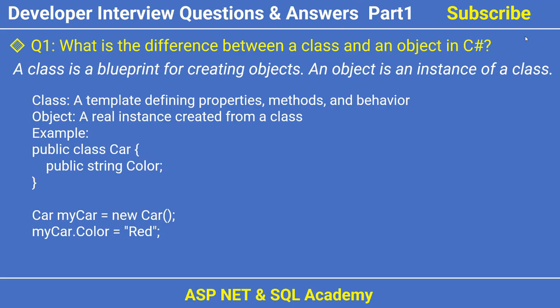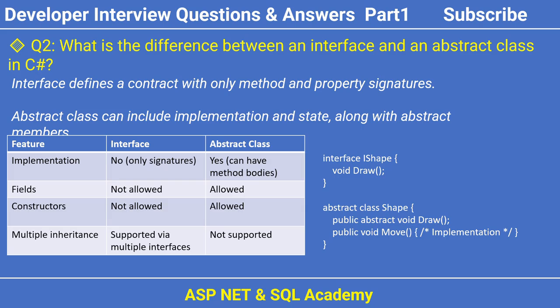In C sharp, an interface is like a contract. It only defines method or property signatures without any implementation. An abstract class can have both abstract and concrete members. It can also include fields and constructors. Use an interface when you want to ensure certain methods are implemented. Use an abstract class when you want to provide some shared functionality along with the abstract behavior.